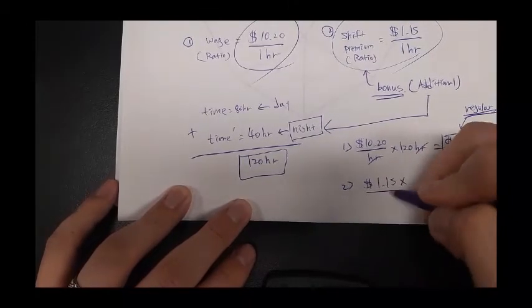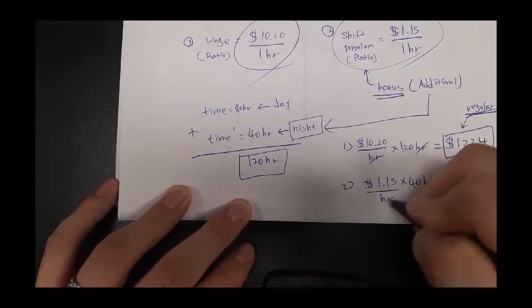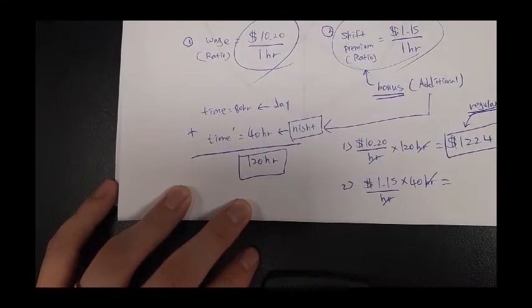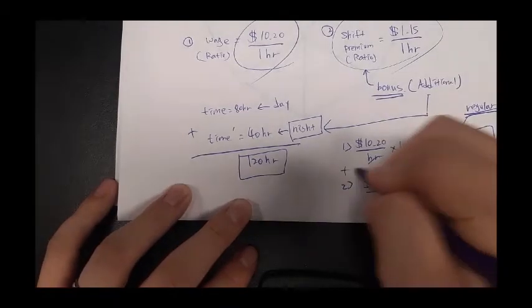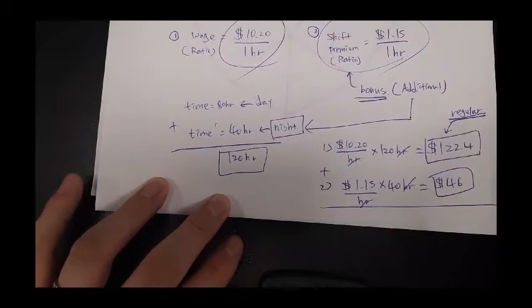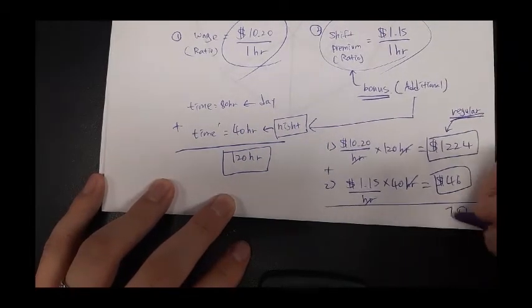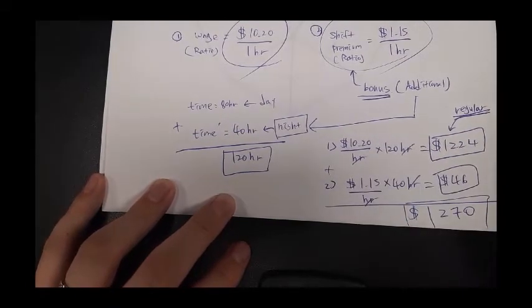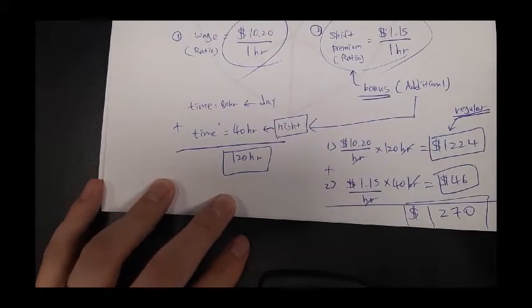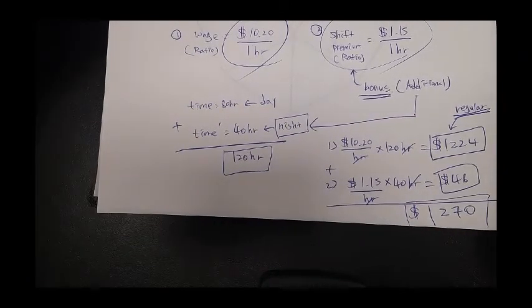$1.15 per hour times my nighttime, which was 40 hours. So if I do the same thing, 1.15 times 40, you will have $46 as a bonus. And if you talk about gross income, that's the addition of those two. So your answer will be $1,270. That is Denzel's total income for that month, including the shift premium.